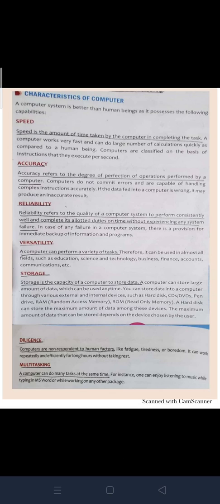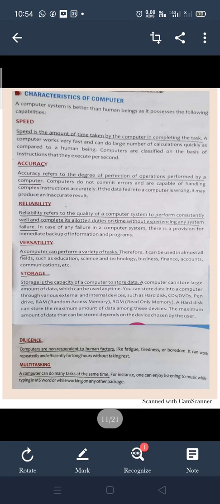Computers have a lot of qualities, and that makes them better than human beings. Okay, first, speed. That is the amount of time taken to complete any work. Computer works with a very high speed. Millions of calculations it can do in very less time, very quickly. Okay, and computers are classified on the basis of speed also: supercomputers, the fastest computer, then mainframe, minicomputers, microcomputers, okay, according to their speed.